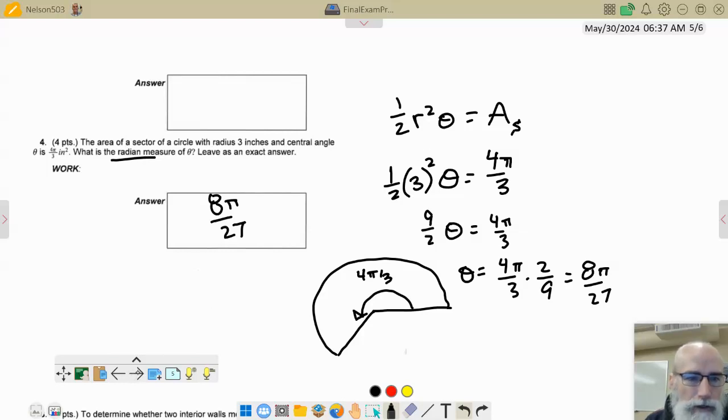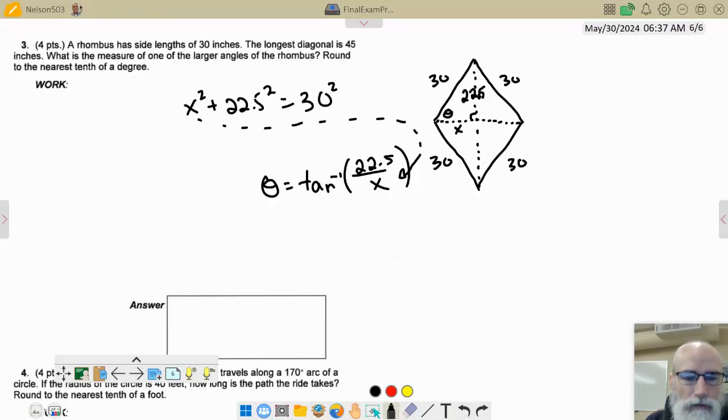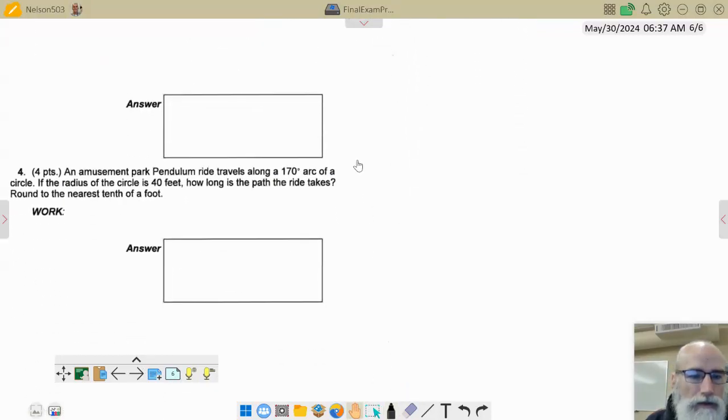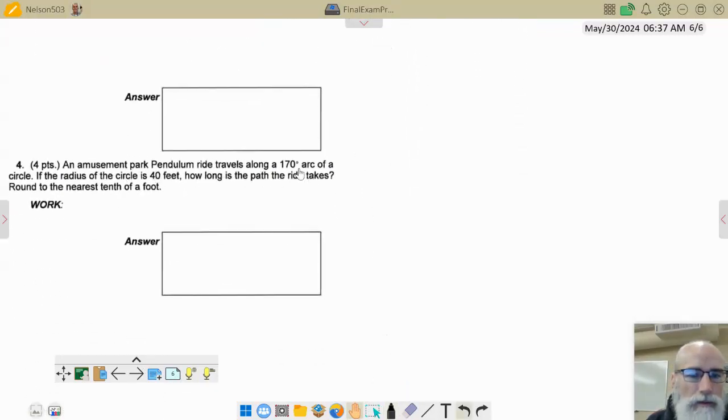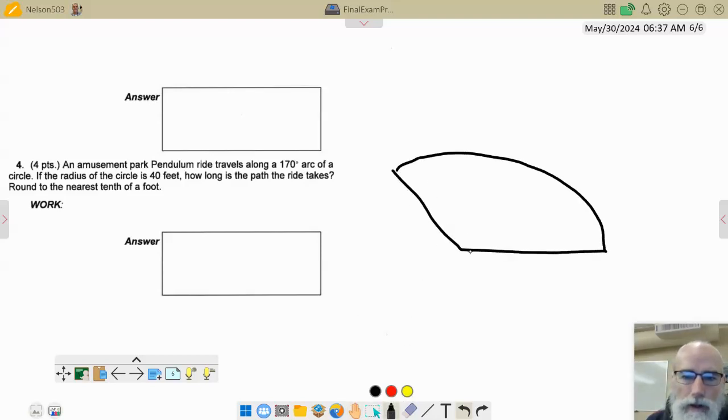Okay. Let's try another one. Number 4 says amusement park, pendulum, 170-degree arc. Okay, let's draw a 170-degree arc. Here's a 170-degree arc, and put 170 right there. If the radius is 40 feet, how long is the path the ride takes? Ooh, now this one's not an area problem, is it? It's more of an arc length problem, right?